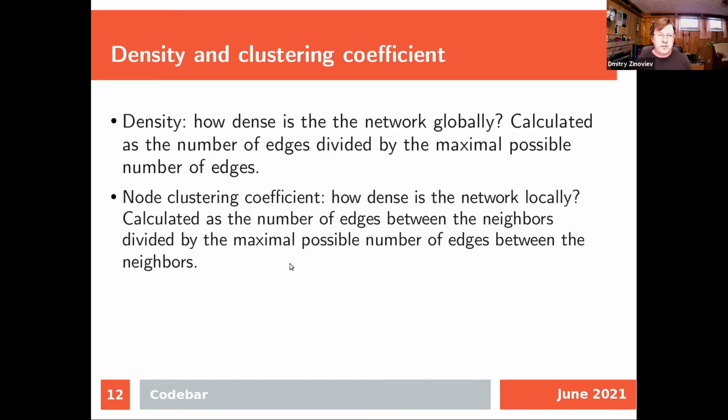Some more definitions. The density of the network is how dense it is, how many edges actually belong to this network out of the maximal possible number of edges. Network of density 0 means that we have only nodes and no edges at all. Network of density 100% means that every node is connected to every other node.